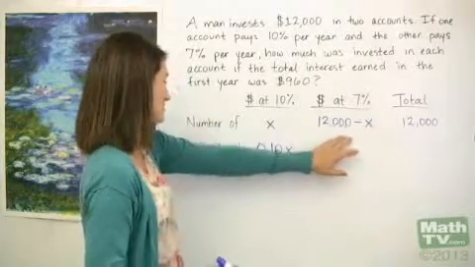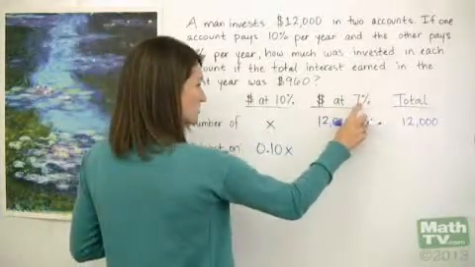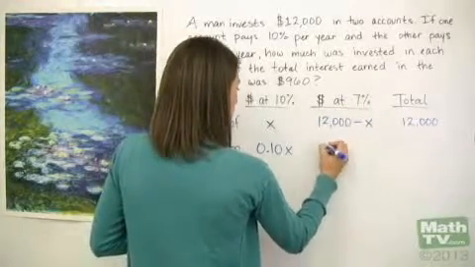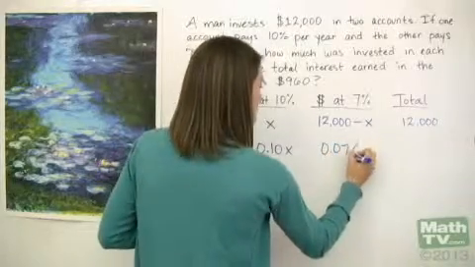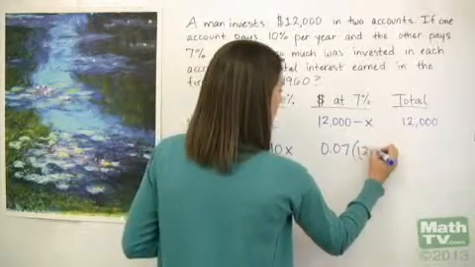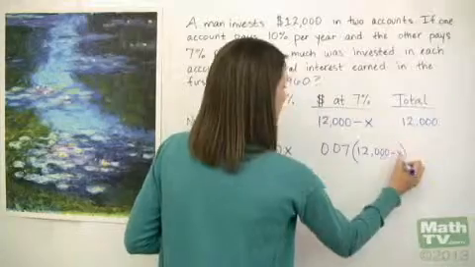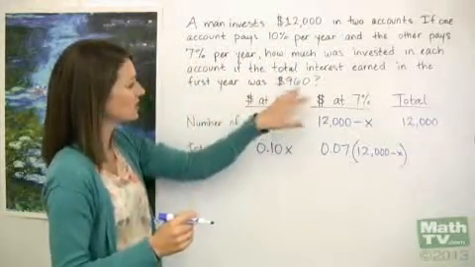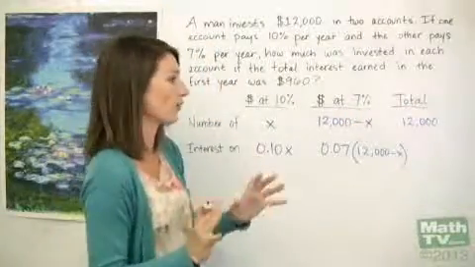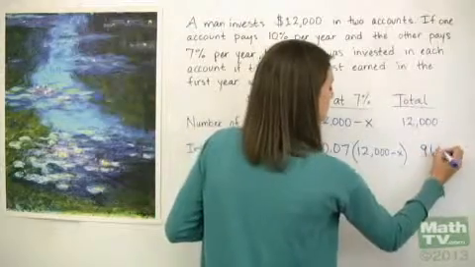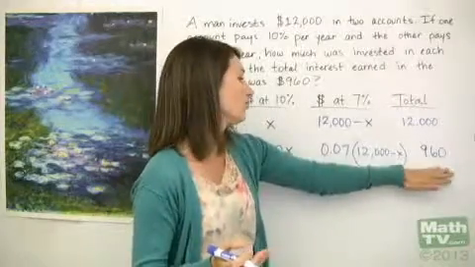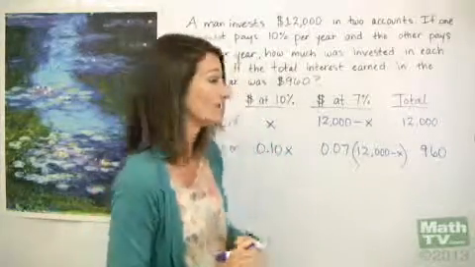Let's use that technique to write the expression for the interest paid on the second account. So 7%, we can translate that and convert that into a decimal. So we get 0.07 times the total amount in this account, which is 12,000 minus x. And then the last bit of information that the problem told us initially is that the total amount of interest earned on both accounts is $960.